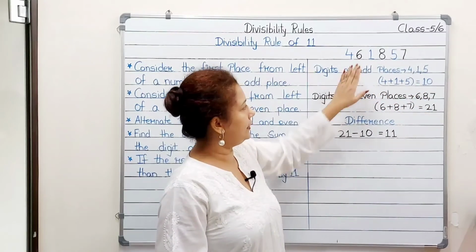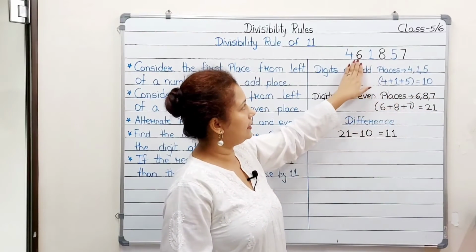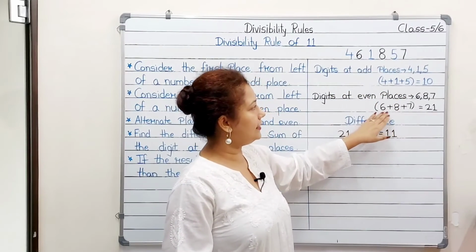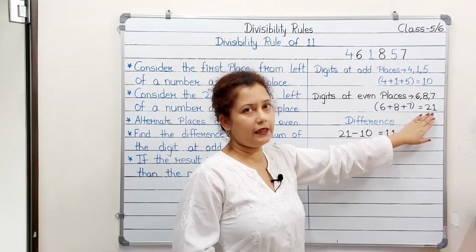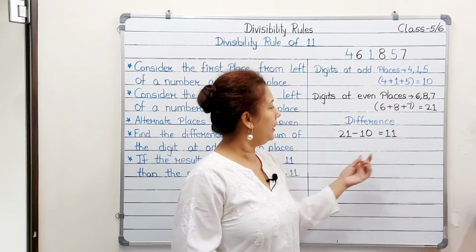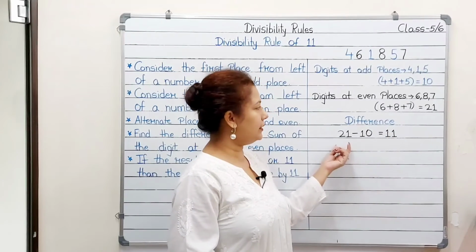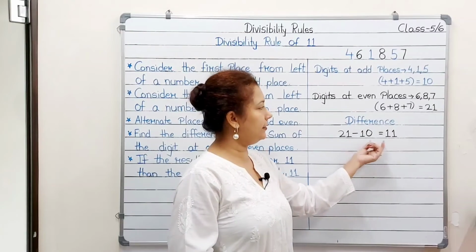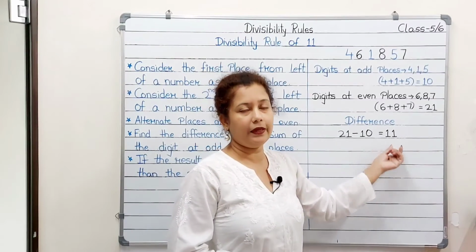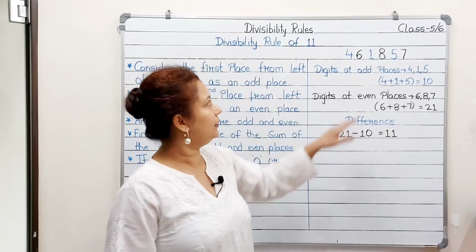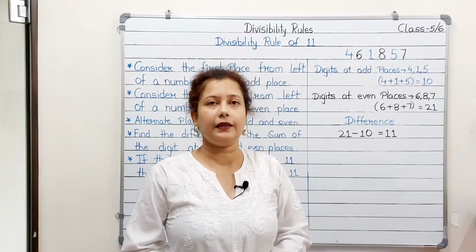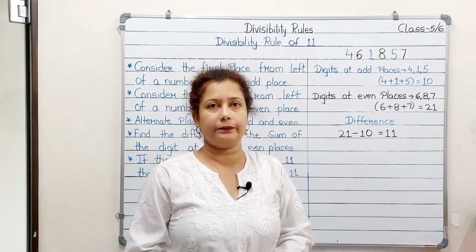Next is even places. Digits at even places are 6, 8 and 7. So we will add 6, 8 and 7. The result will be 21. When we subtract 10 from 21, that is 21 minus 10, we get the result 11. So this number, that is 461857, is completely divisible by 11.